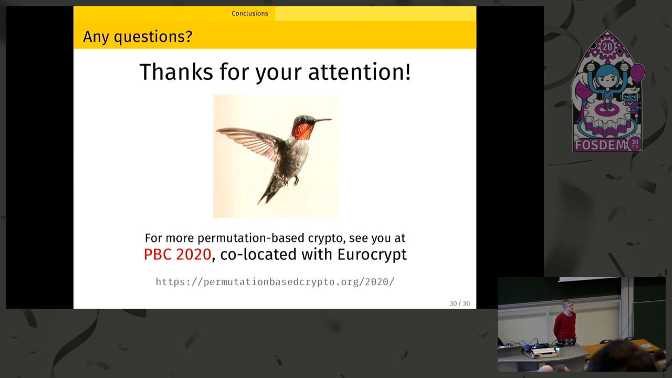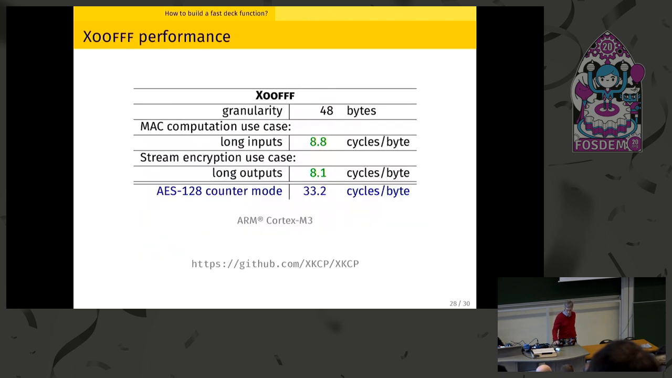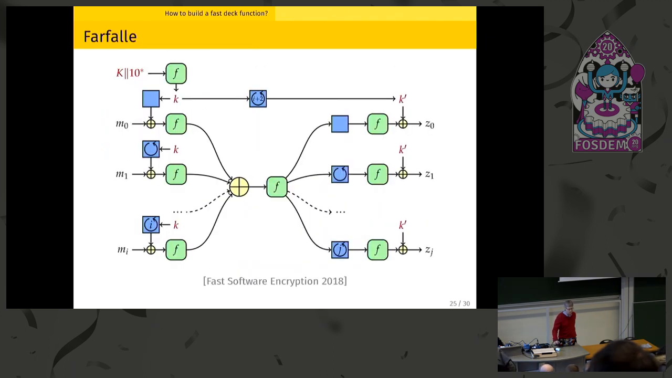It was not clear from your description of the Farfalle construction. You can parallelize the encryption and decryption operations, but can you receive messages out of order and validate the MACs that correspond to it? Because that would be a very important use case for things like WireGuard, for instance.